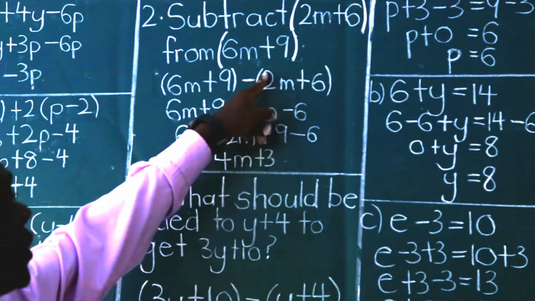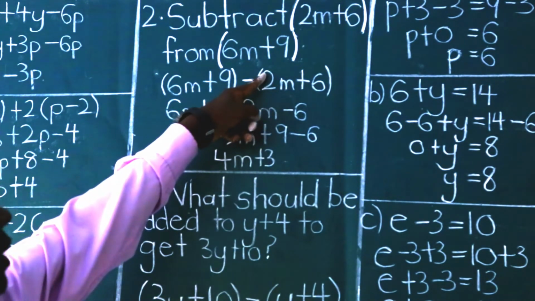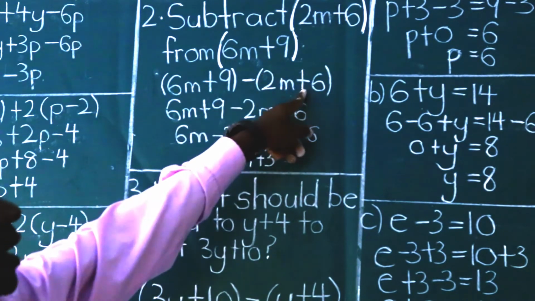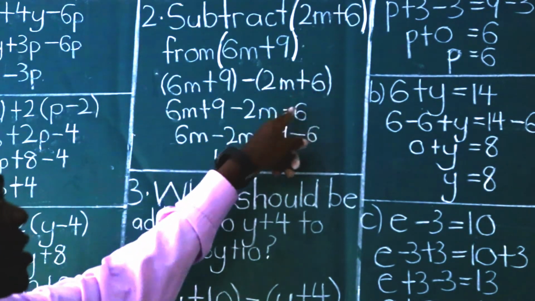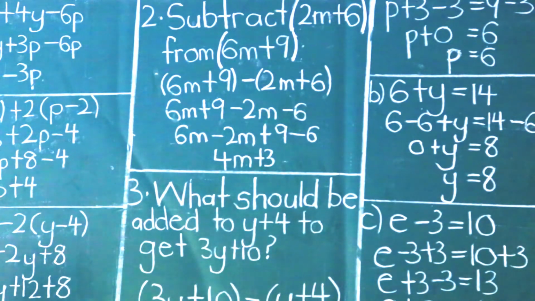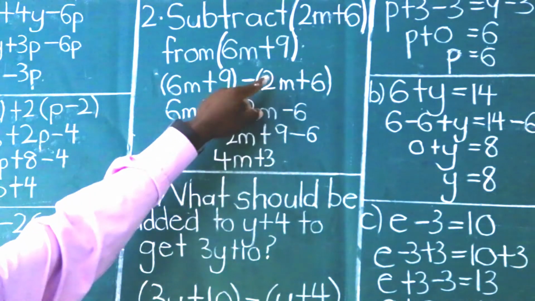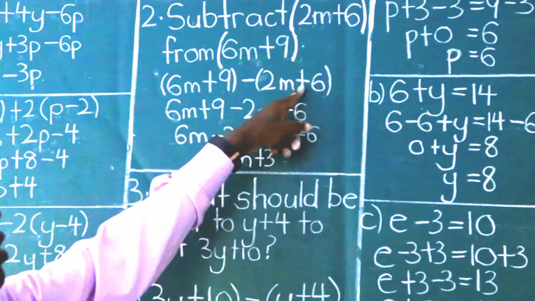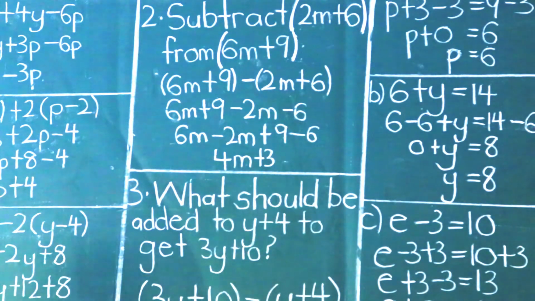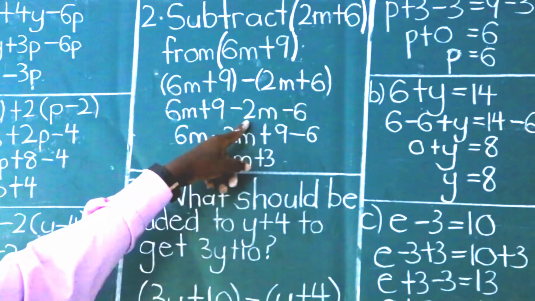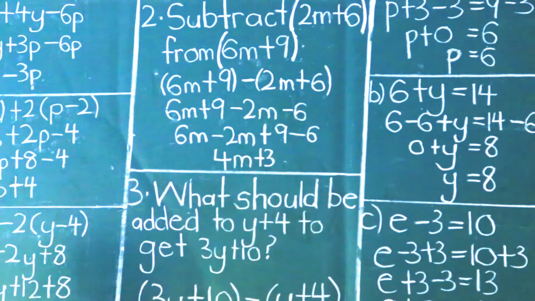So, which kind of integer is 2m? It is a positive one. It will then turn to a negative when the brackets are gone. Then this is a positive 6 already, it turns to a negative when brackets are gone. So when brackets disappear because of a negative opener, then you have to change them to their opposites. Opposite of positive 2m is negative 2m. Positive 6 is negative 6. Then the brackets are gone. So the new statement is 6m plus 9 minus 2m minus 6.